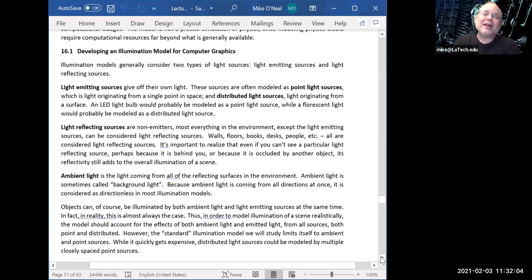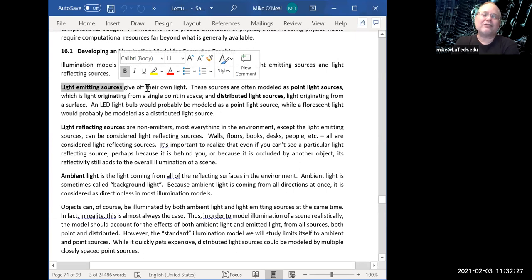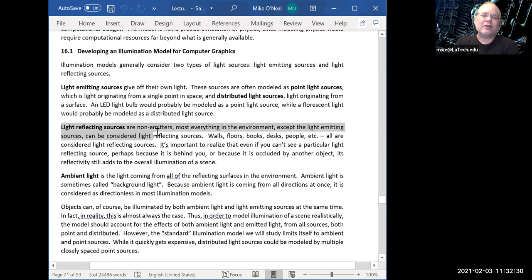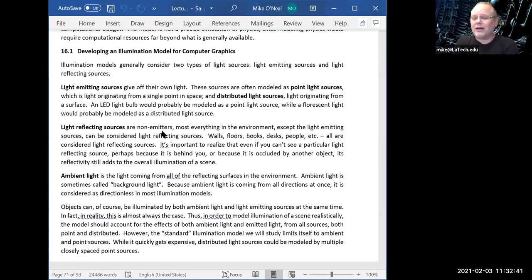Okay, so our models of light will model, I guess you could say, two types of light sources. We will model light emitting sources, and by their name you can see that they're things that give off their own light. And we will model light reflecting sources. Those are non-emitters that reflect light. And really, you look around you, and almost everything is a light reflecting source. I look around me, I see a computer, I see the computer screen is an emitter.